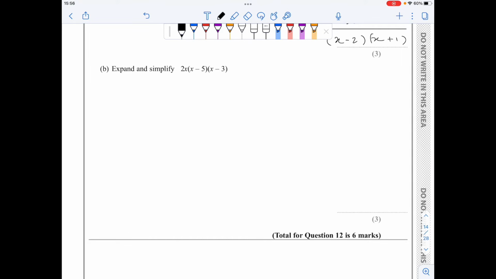For part B, I'll start by expanding the two brackets. So 2x, and then I get x squared minus 3x minus 5x, so that's minus 8x plus 15, and then I get 2x cubed minus 16x squared plus 30x, and this is my final answer.